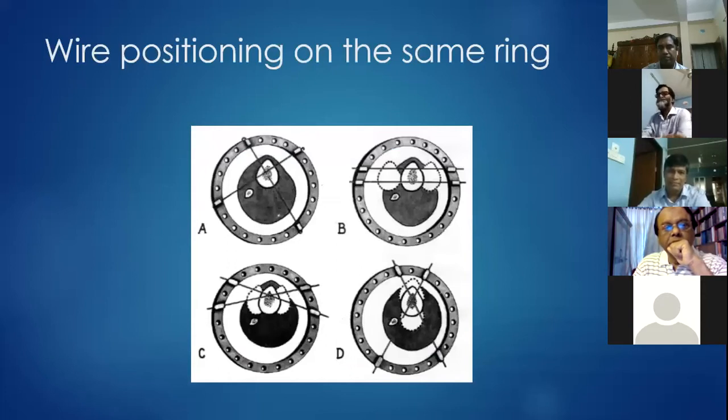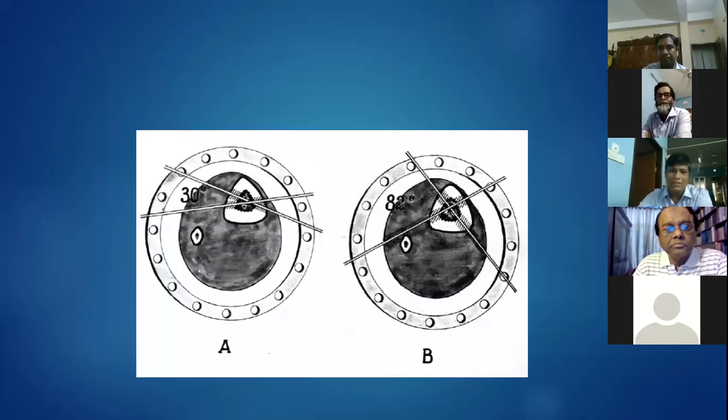Wire positioning on the same ring. It is better to insert the wires at 90-degree angulation, but practically it is not always possible. What happens if we introduce the wires in parallel? The ring may move to either side of the bone. Even with 30-degree angulation there may be movement of the ring. So it is better to use a greater angle, more than 30 degrees.